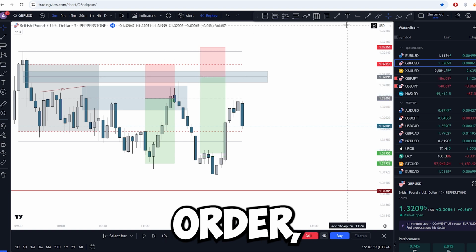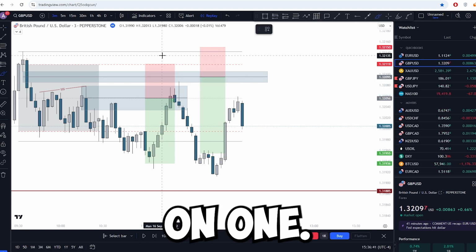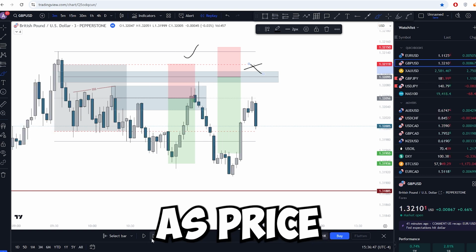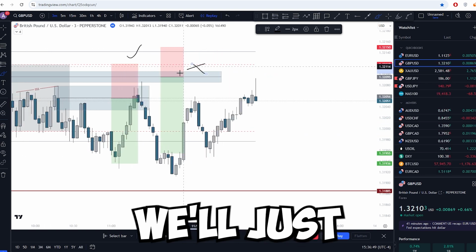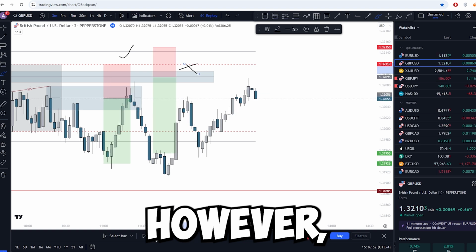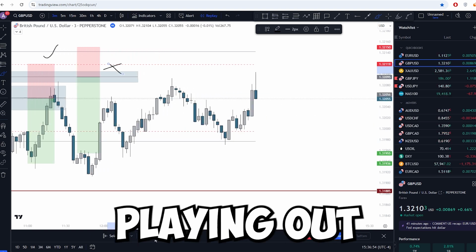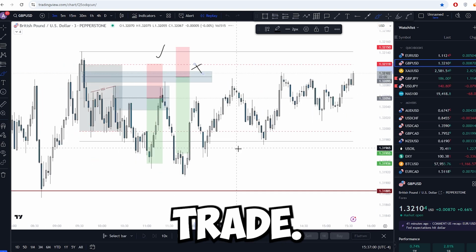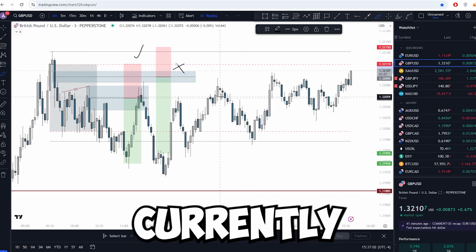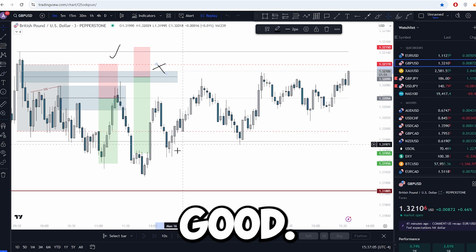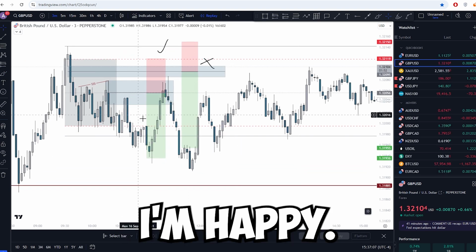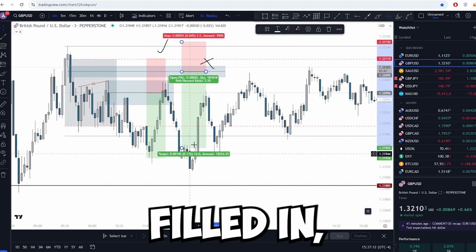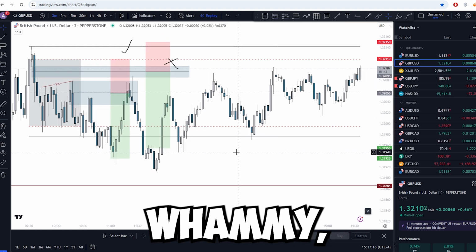And for this pending order, so we got filled on one. This one was filled. We were not filled on that one. And with time, as price kept on moving, I think we'll just cancel this order. However, it'll be interesting to see how price keeps playing out. If we were targeting to that one, yeah, price is now ranging. I think I'd be out of that trade. Yep, actually, that's where we are currently in price action. Good trade on GU as well. I'm happy with at least this one. And if we got this one filled in, I think that would have been double whammy, as they say.